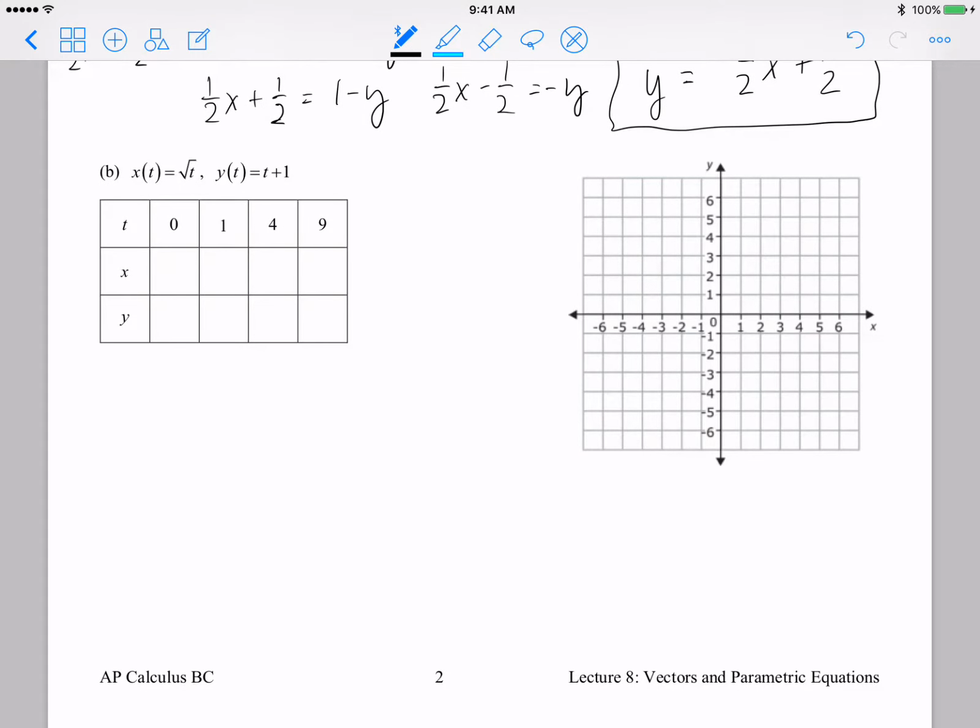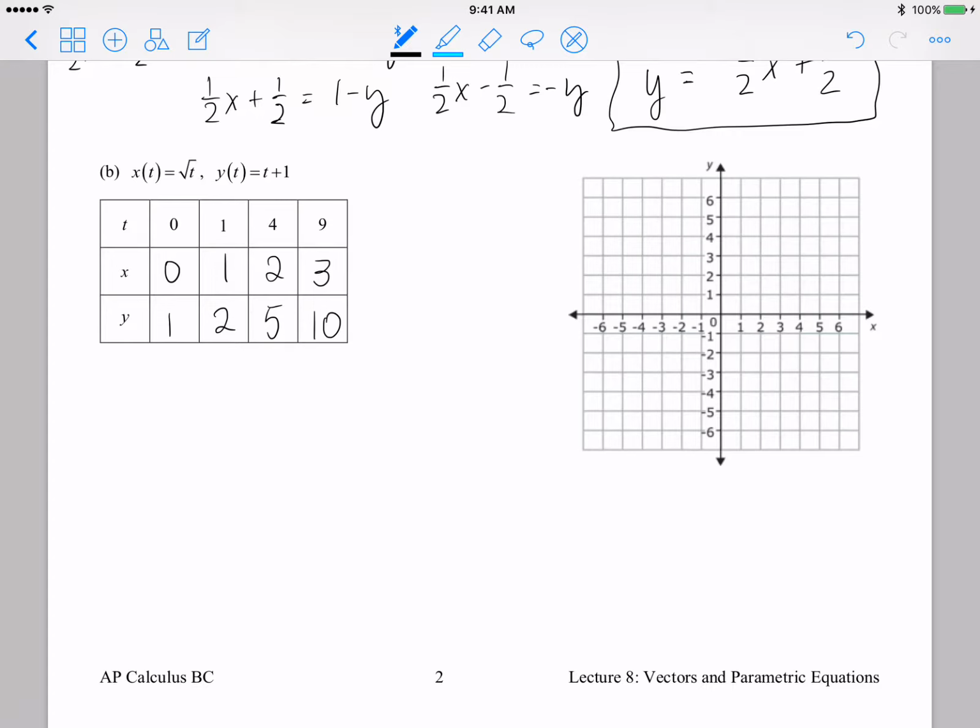Example B here, we have x is equal to the square root of t and y is equal to t plus 1. If I again plug in these t values into x and y, what I'm going to get is 0 and 1. If I plug in t equals 1, the square root of 1 is 1, and then 1 plus 1 is 2. If I plug in 4, the square root of 4 is 2, and 4 plus 1 is 5, and then the square root of 9 is 3, and 9 plus 1 is 10.